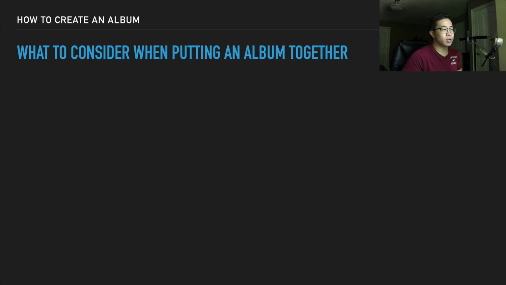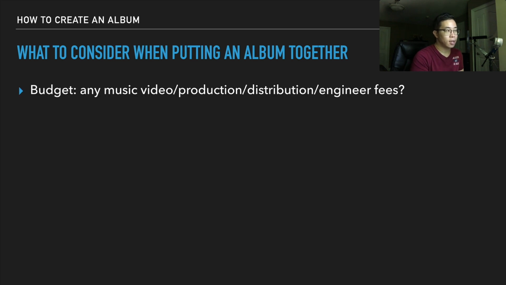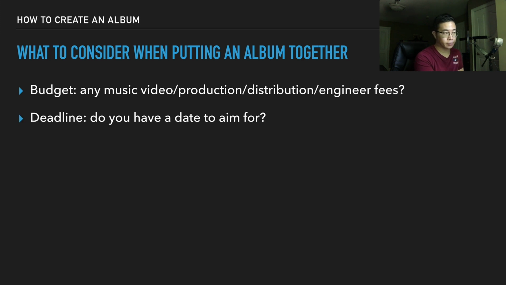But let's talk about a couple things to consider when you are starting to put your album together. So the first thing that's really important is the budget, the money, right? Are there any music video or production or distribution or engineer fees? Who will you have to pay in order to make this project come to life? So you will have to do your own research, especially if you're just a singer-songwriter. Let's say you're not a producer, not an arranger, not a mixer, not a mastering engineer. These will all be things you want to consider when you are starting to put your album together.